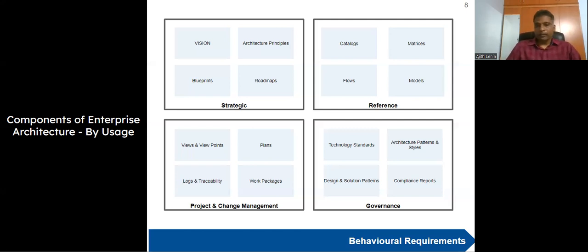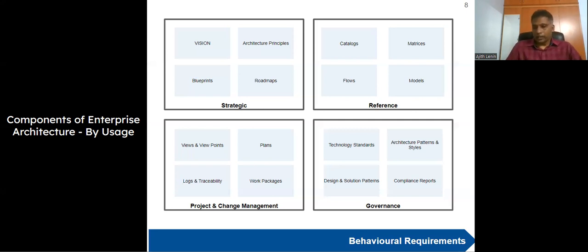And when I'm looking at deriving project designs or managing change using enterprise architecture, the views and the viewpoints, different views come into picture, right? The plans, it could be project plans, roadmaps, etc. The logs and traceability aspects come in, the work packages or releases, right? So how do we package different work items together and release, etc.